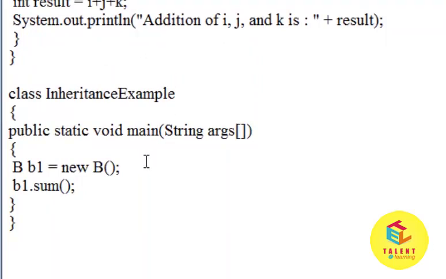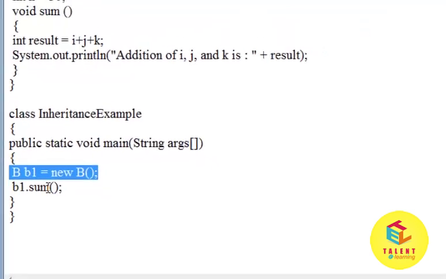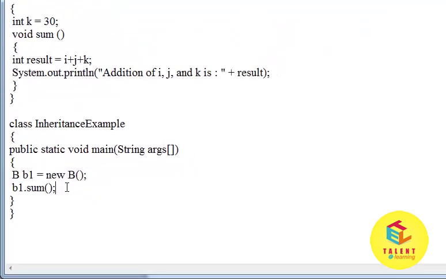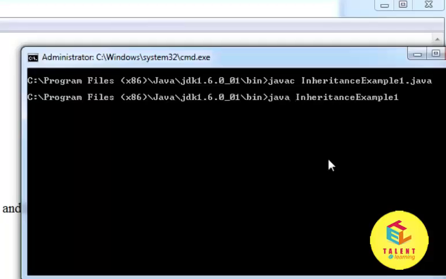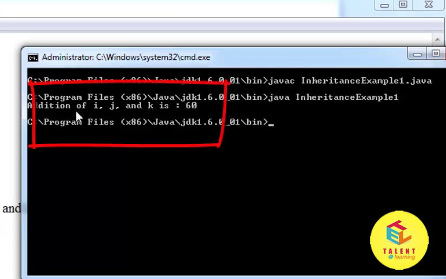In the main class, we don't need to create an object of class A. Here b1 is the object of class B, and it calls the method b1.sum. Now let's check the output. Now let's run this program. So this statement comes from the method sum.